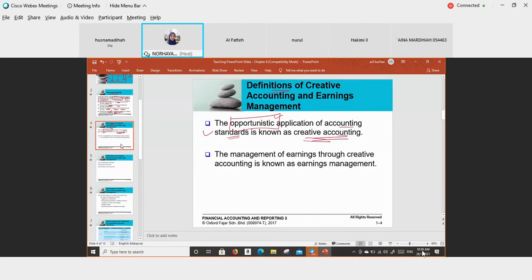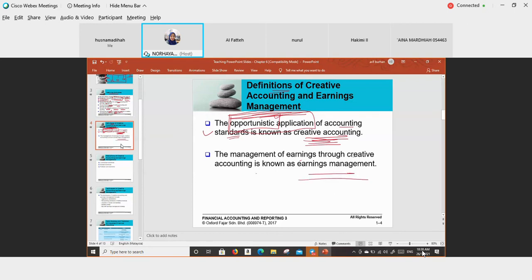Okay, opportunistic application. Sebab tu digunakan perkataan opportunistic application because this management, they are actually using the allowable accounting standard under the MFRS, but they take advantage. Itu kita panggil sebagai creative accounting. And management of earnings through creative accounting is known as earnings management.